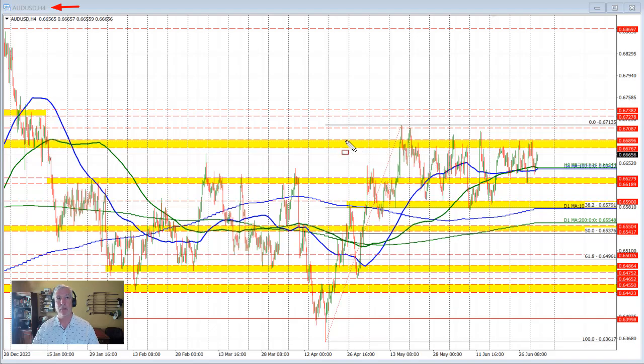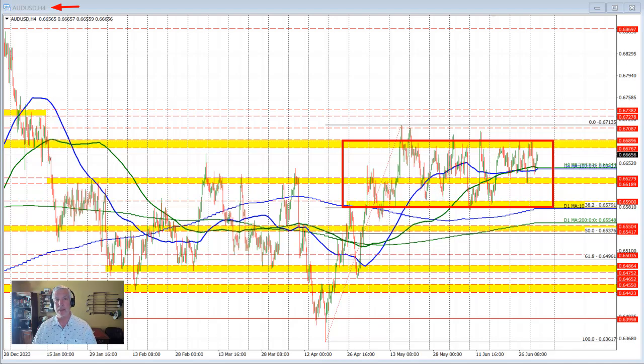If I put a red box around this area right through here, this is where most of the price action has taken place, going back to the mid to late April. As you can see, most of the price action has been between 0.6579 up to 0.6689. That's only about 110 pips from the low to high trading range.